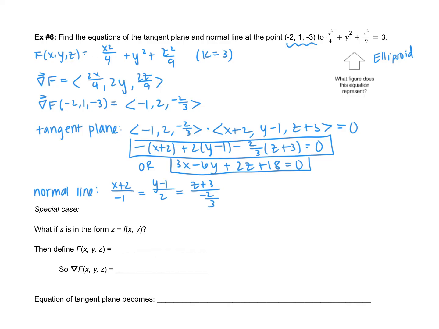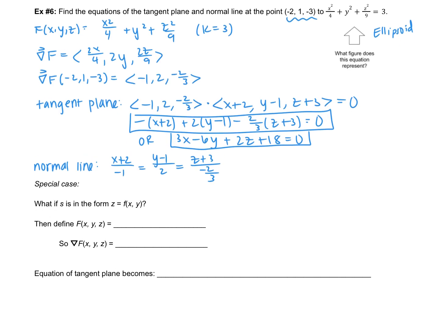Okay, so last thing we need to talk about real quick is just a special case. The question is, what happens if instead of having something that's defined implicitly, we have z as a function of x and y? What we get then is we can still make this big function f. That big function f is going to be f of x, y, subtract z, right? If we move z to the other side, we would get f of x, y, subtract z is equal to 0. So then our gradient in this case becomes f sub x of x, y, f sub y of x, y, and then the derivative with respect to z is just -1.